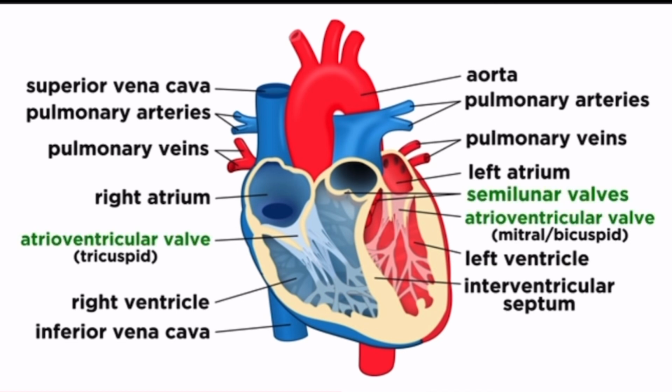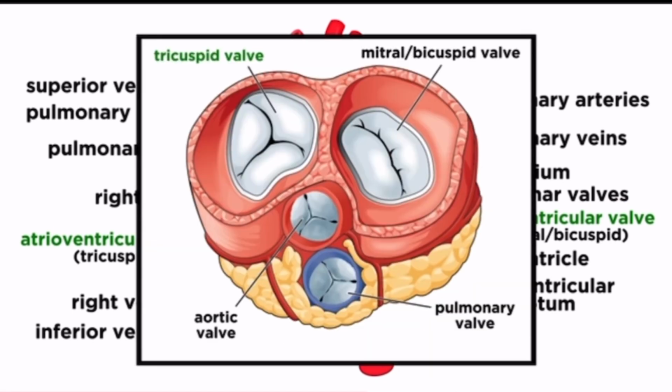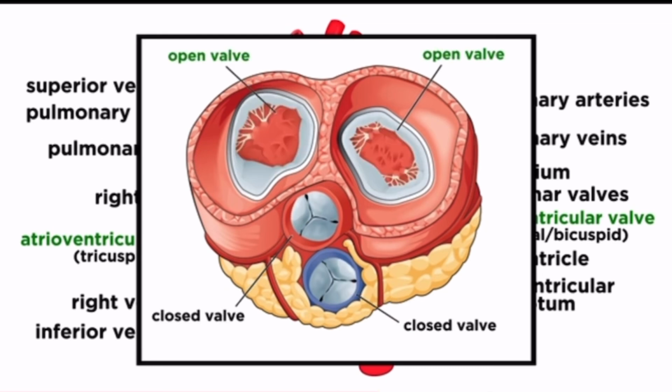Another important feature is the heart valves. These ensure the unidirectional flow of blood, meaning they keep the blood going in the correct direction. There are 2 atrioventricular valves, or AV valves, which connect each atrium to its corresponding ventricle. The right one is tricuspid, meaning it has 3 little flaps, whereas the left one is mitral, or bicuspid, meaning 2 flaps. When the heart is relaxed, blood flows through, but when a ventricle contracts, the valve will close due to the change in pressure.